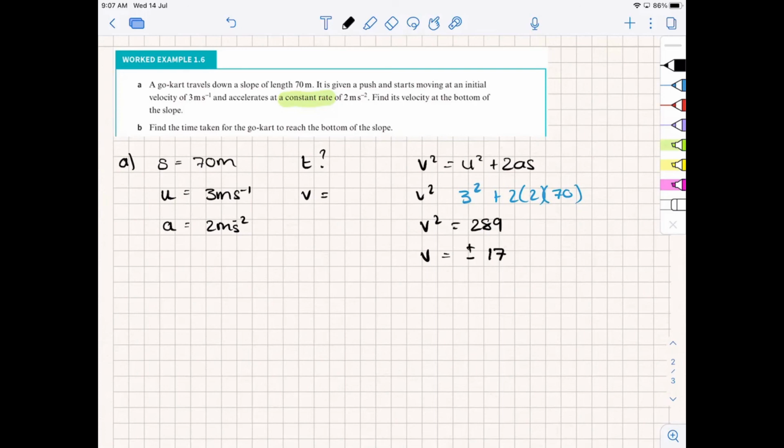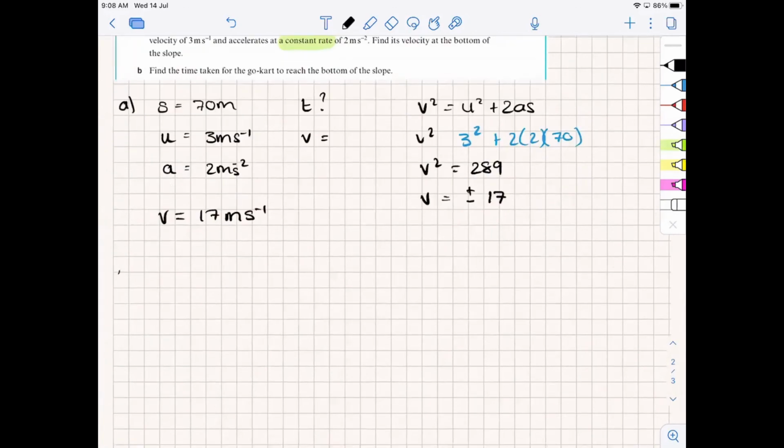Remember, for acceleration, your final velocity must be greater than your initial velocity. For deceleration, your final velocity will be less than your initial velocity. That's kind of the whole principle of acceleration and deceleration, okay? So our initial velocity was 3 meters per second, and so if we want acceleration, our final velocity must be 17. And very important, meters per second.